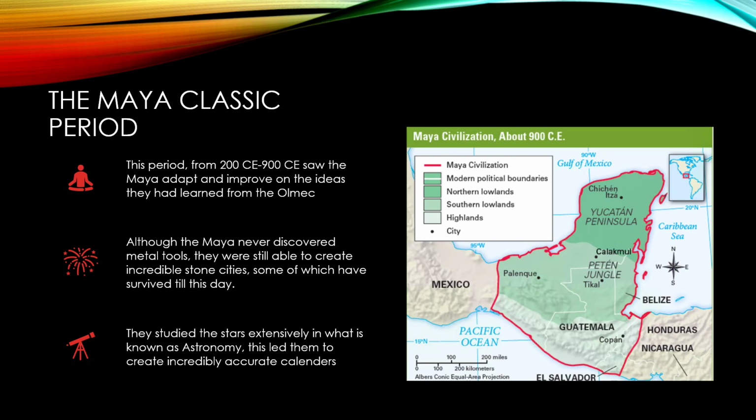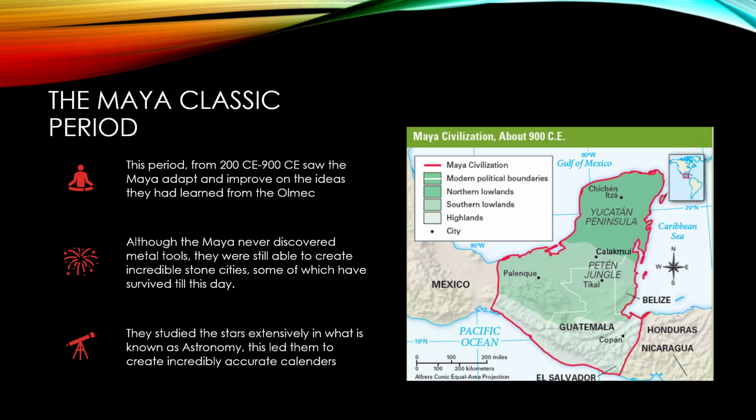So, okay, we've discussed the Olmec, and now we're going to fast forward a little bit to the Maya and their classic period. So remember, the Maya first formed their civilization around the same time that the Olmec are around. But they don't reach the height of their power until long after the Olmec are gone. And the reason why is that the Maya build their civilization on the ruins of the Olmec. So from 200 CE to 900 CE, the Maya adapt and improve upon the ideas that they had learned from the Olmec.